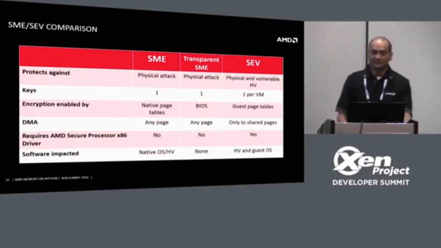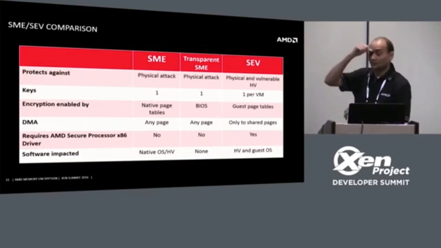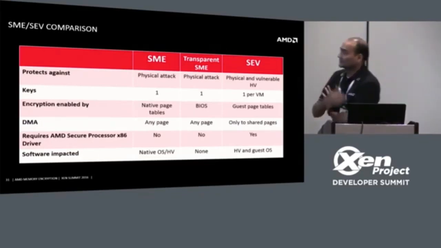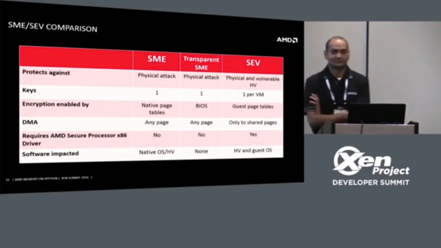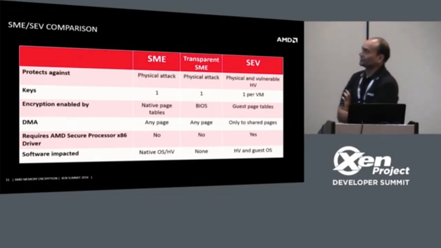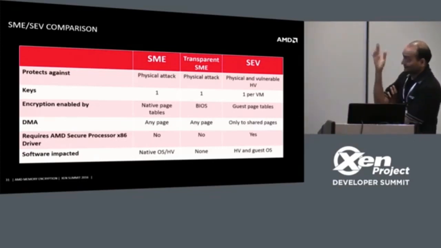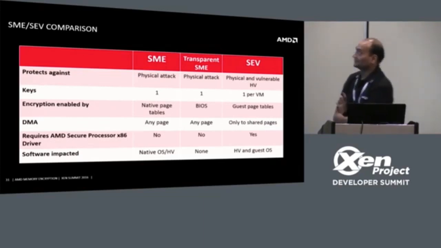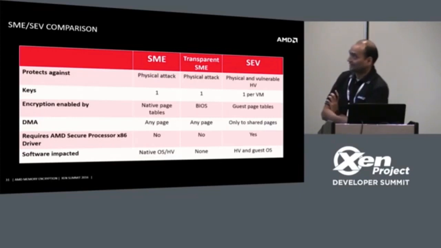I think there is one more slide I wanted to show you guys. This gives some comparison. I haven't talked about something called transparent SME, which we are working on. Transparent SME doesn't require any operating system changes, so I thought there was no use mentioning it at the Xen Summit. What SME basically does is protect against physical attacks. Same is true of transparent SME, but SEV is the one which protects against some of the user attacks.